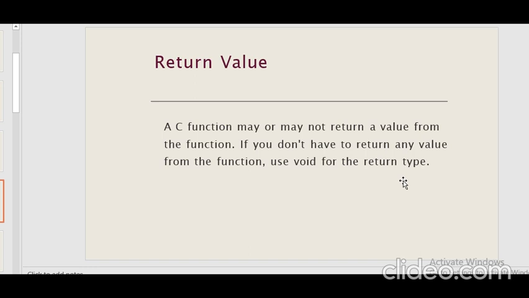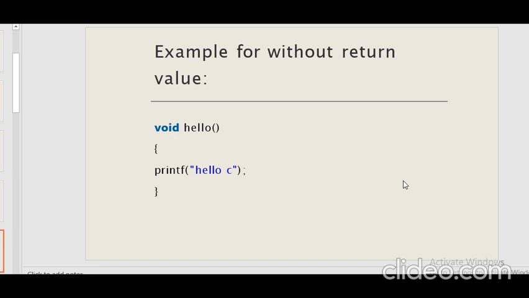Int, float and so on mean the return type. Here is an example without a return type, which means using void. Here is this small program using void. Here there is only the no return type one.